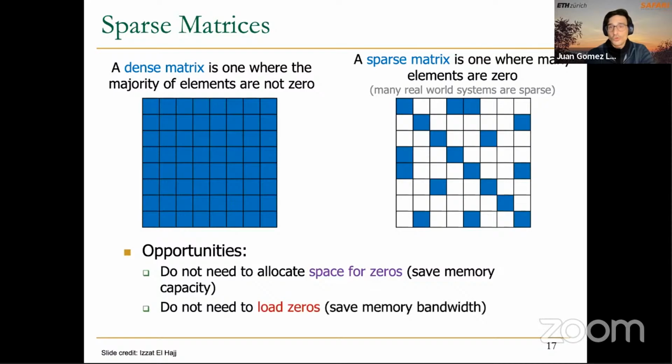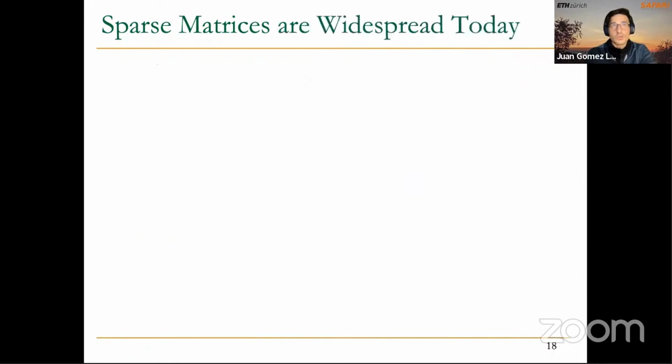We don't need to load zeros because we are not going to use them for computation. They are essentially useless. And this means that we save memory bandwidth because we don't need to read them from memory. We are also saving computation time or execution time because we don't need to compute with the zeros. If we are performing a matrix multiplication, for example, we already know that multiplying by zero will produce a zero. So there is no point in using the zeros for computation.